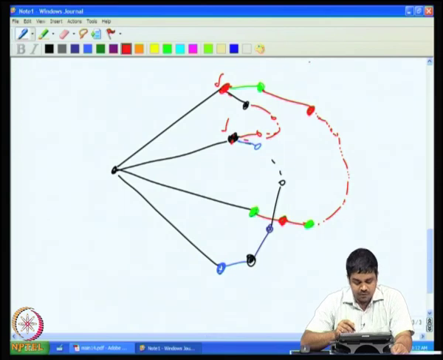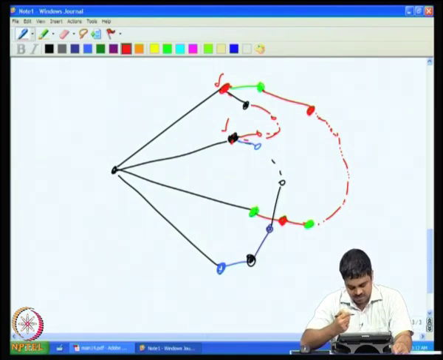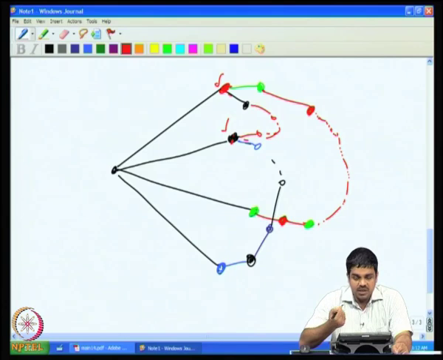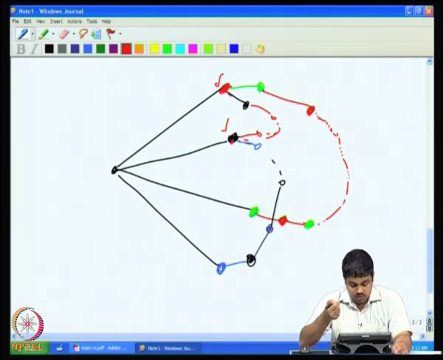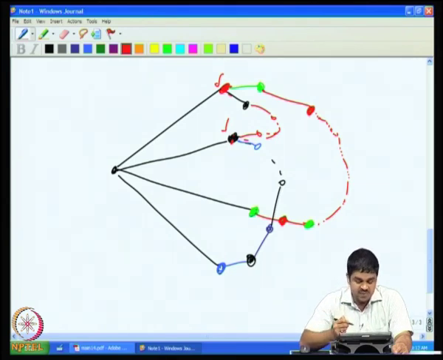So definitely, for instance, if you consider a red-green path, it cannot intersect with, say, a black-blue path. Because suppose it is intersecting at a certain interior vertex, what will be the color of that? The black-blue path will say it has to be either black or blue, while the red-green path will say it has to be either red or green. So essentially it is not possible to have an interior vertex which is common to two such paths.